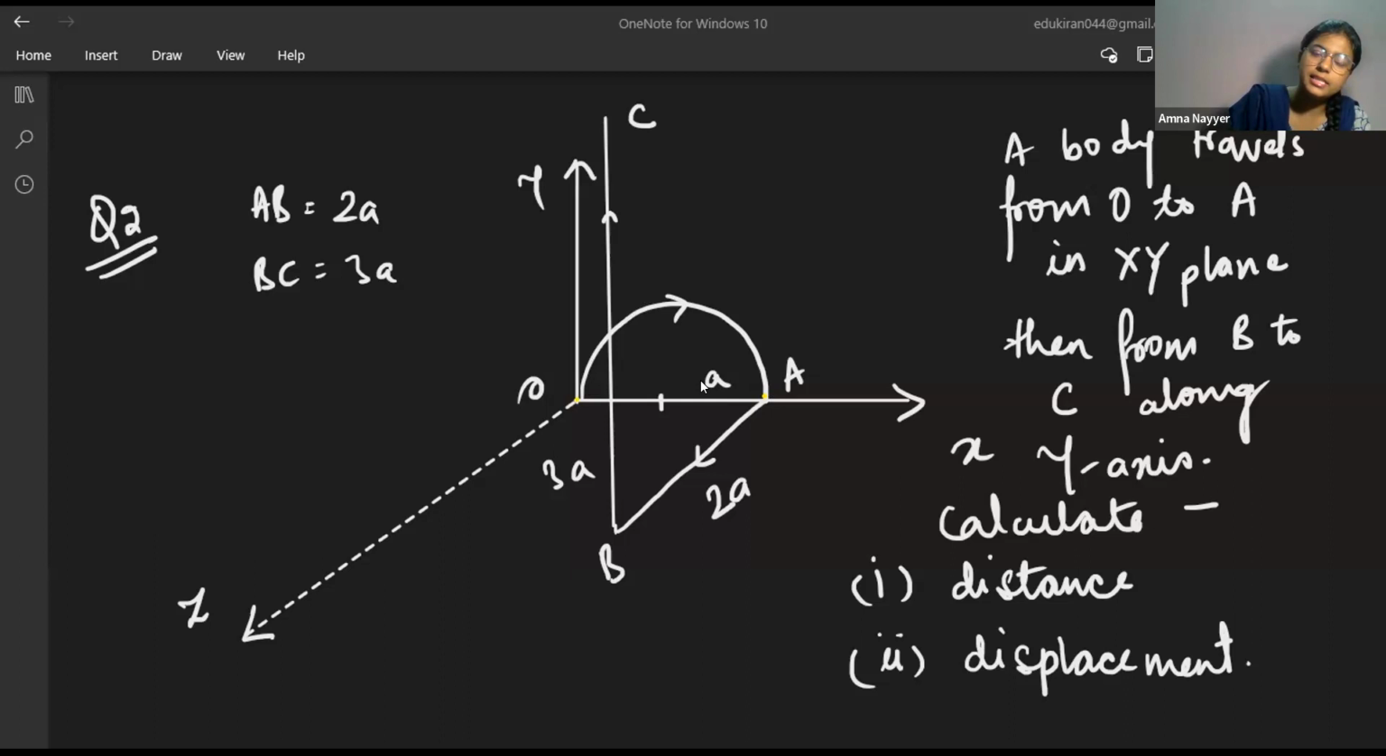Where the cursor is tracing, look here. What will be the distance just from O to A? We have discussed this in the above part. If the body is starting from O point, reaching to A point, and the radius of the semicircle is A, then what will be the perimeter covered, the distance covered?